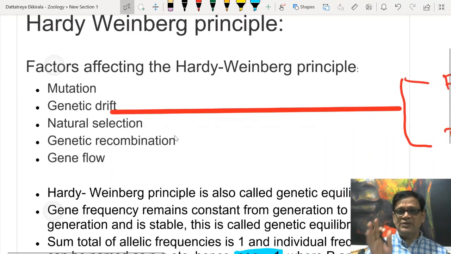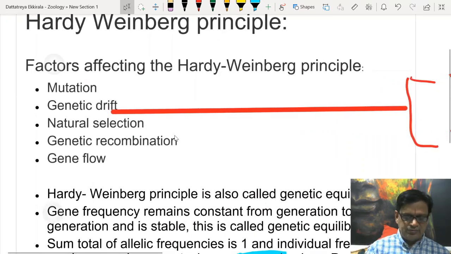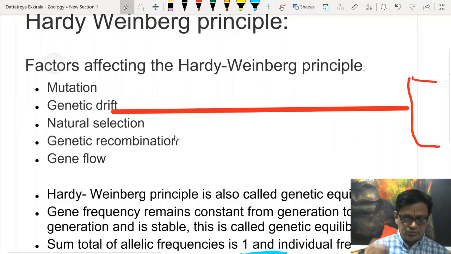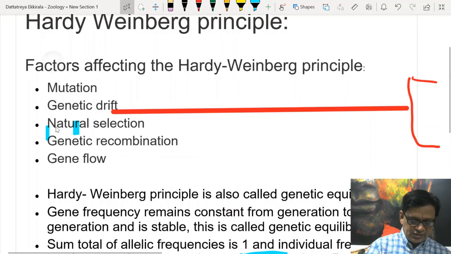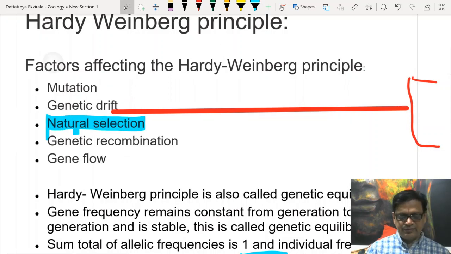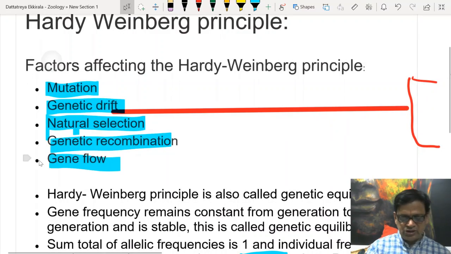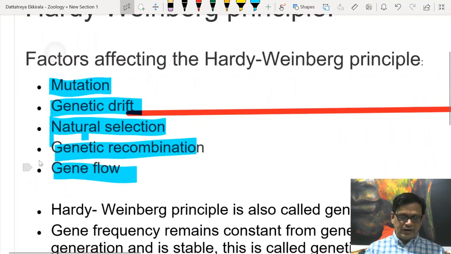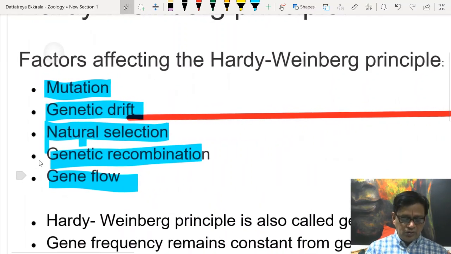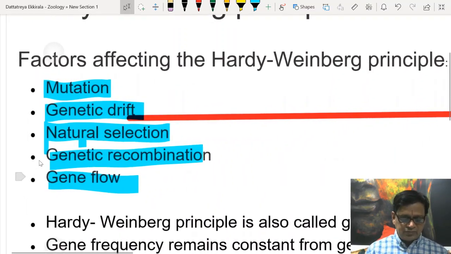If the Hardy-Weinberg principle is followed, there is no evolution. But what can cause evolution? The most important factor is natural selection. Then mutation, genetic drift, genetic recombination, and gene flow. These are the factors. So we'll see the natural selection point separately.